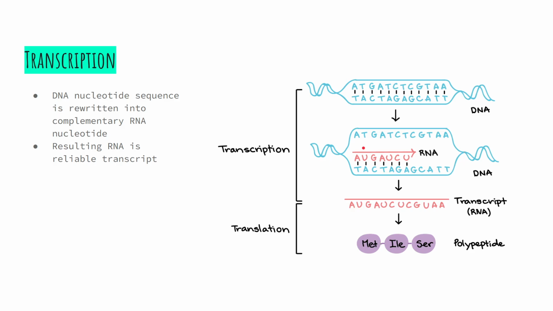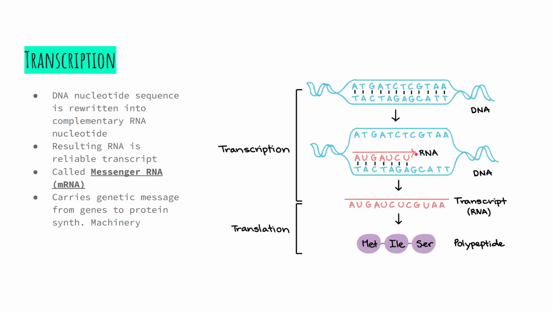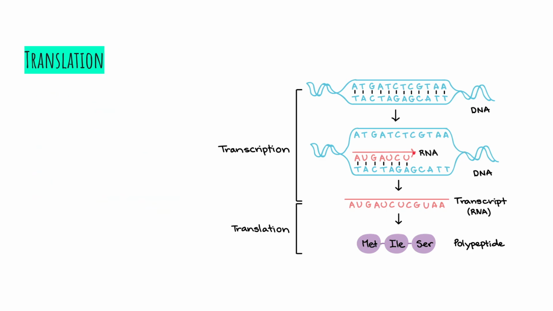The resulting RNA is a reliable transcript, and this is because of our complementary pairing. It can't read one of those bases and go, I'm just going to put a random one in. It must be its counterpart. What is first made is known as messenger RNA. So this first sequence that gets made is our mRNA. This carries the genetic message from genes to the protein synthesis machinery known as ribosomes.